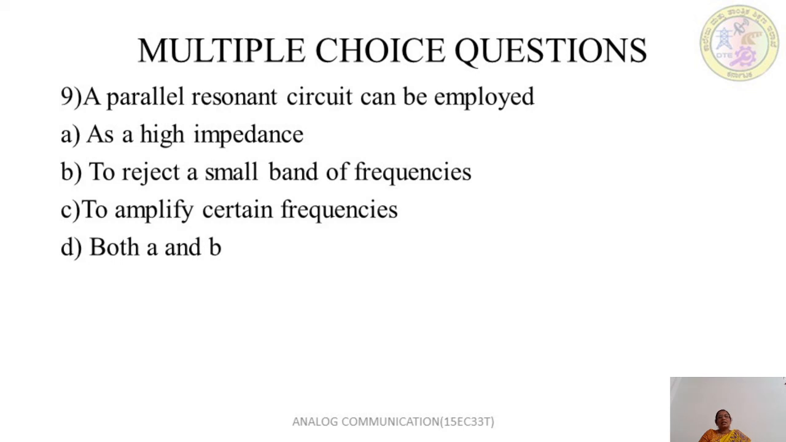A parallel resonant circuit can be employed as a high impedance to reject small band of frequencies, to amplify certain frequencies, both A and B. Here, the answer is D, both A and B, because parallel resonant circuit has high impedance, that is maximum impedance, and it is also used to reject small band of frequencies. Therefore the answer is D, both A and B.